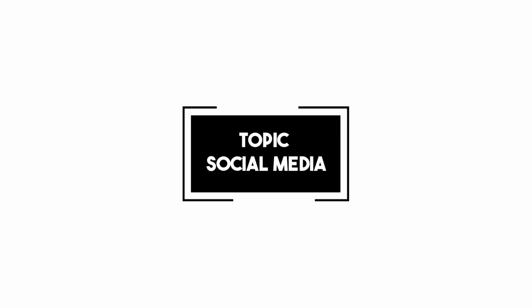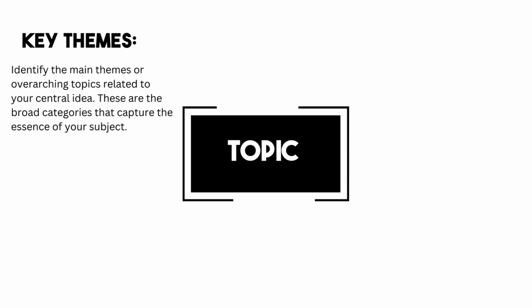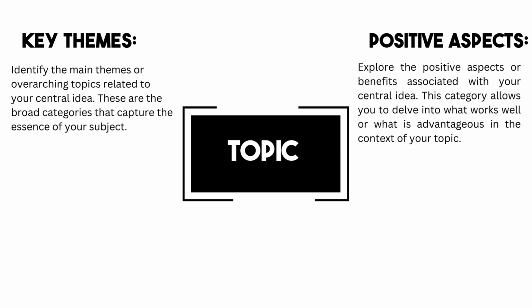So you will print out your idea mind map and write in your topic, social media, or whatever topic your IELTS essay is given to you. And then first of all, we're going to identify the key themes or overarching topics related to this central idea. These are the broad categories that capture the essence of your subject. We're going to see examples of that in a moment, but I'm just going to show you the map first, and then we'll give you examples.